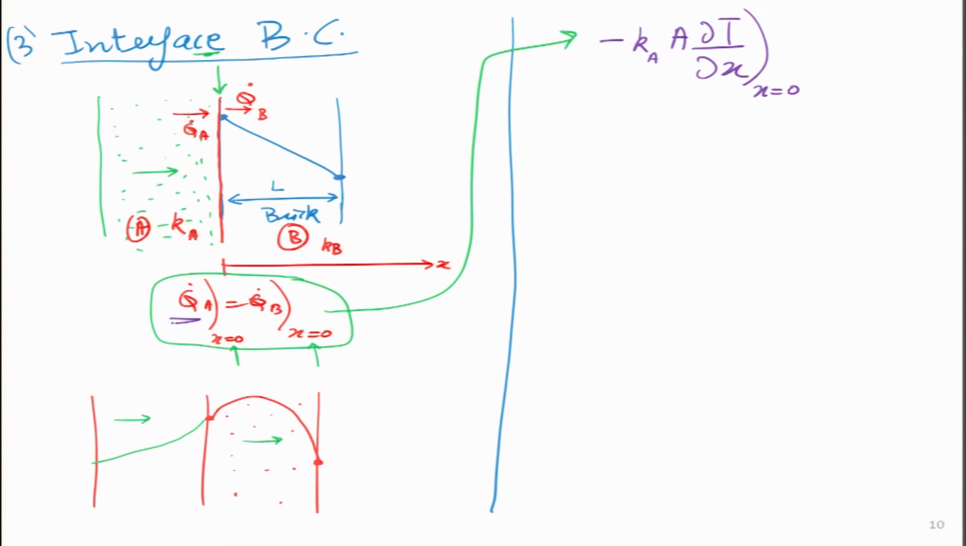This is the left hand side of this equation over here, right? What will be the right hand side? That will be this part, q dot B. So, I will just write this is equal to K B, the area is the same, del T del x at x equals 0. Now, this is a very powerful equation.